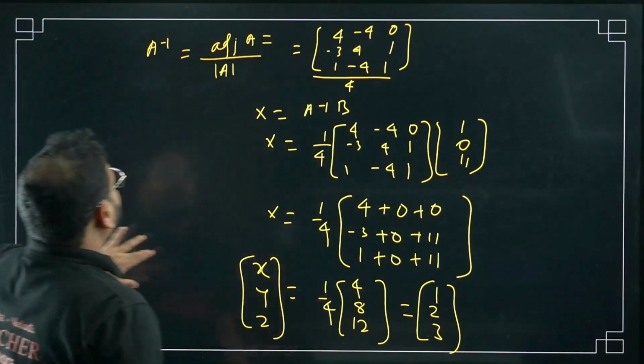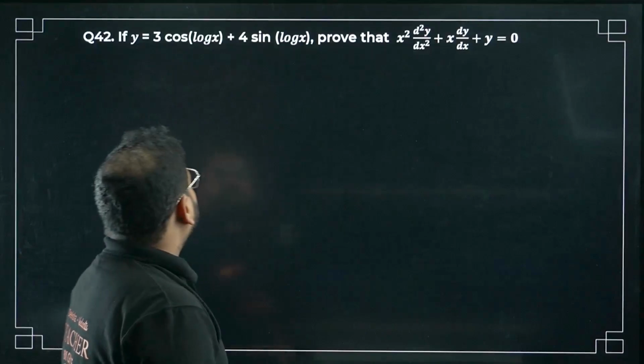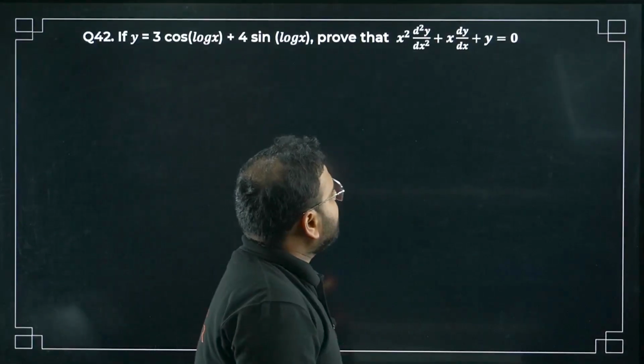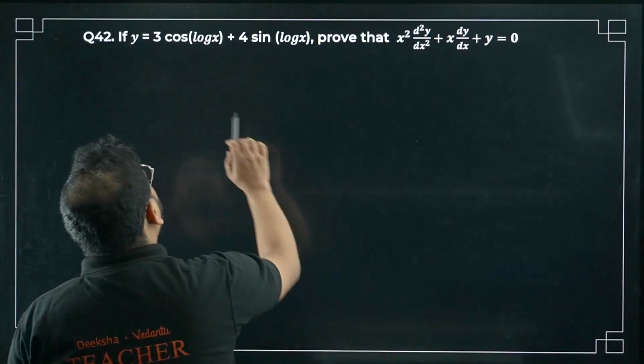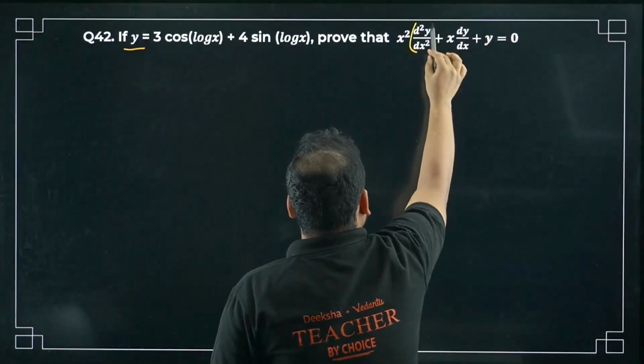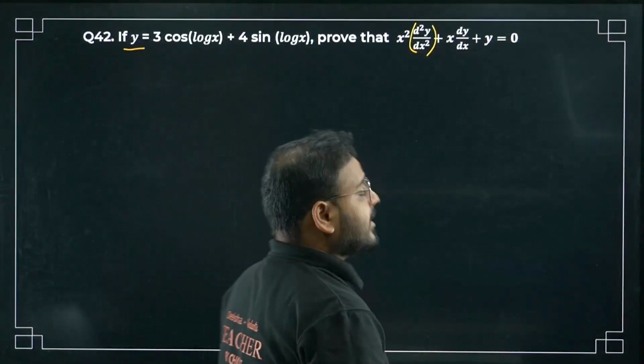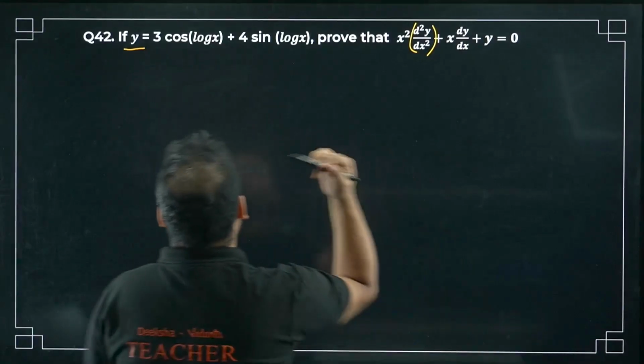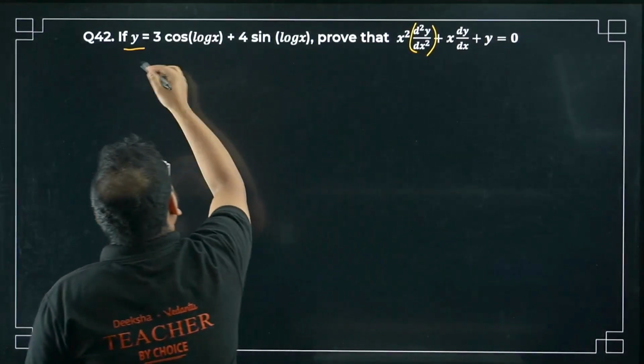Okay, moving on to question 42. If y equals cos log x. Okay, this is a very simple question. The basic idea is we have the function given in terms of x. We are looking to find what? Second derivative relation. So don't worry, don't stop, just write the derivation till you get the second derivative.